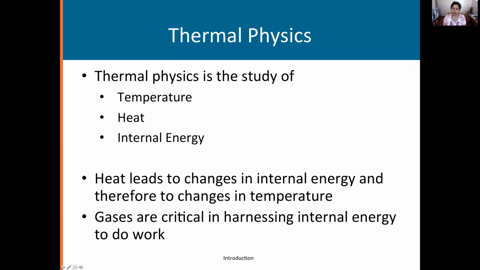Thermal physics is the study of temperature, heat, and internal energy. And I'll define each of these things for you. So by the end of this chapter, you should have a clear idea of the difference between these terms. Heat basically leads to changes in internal energy.